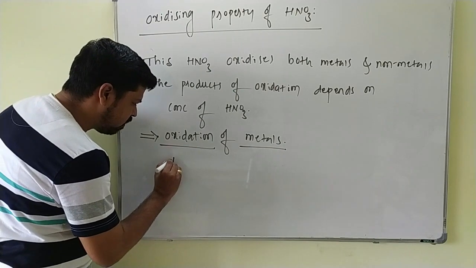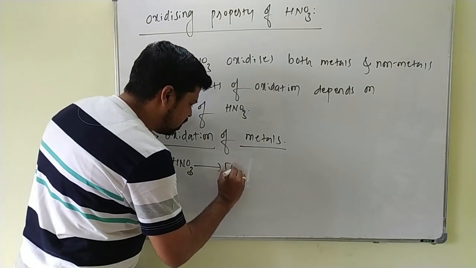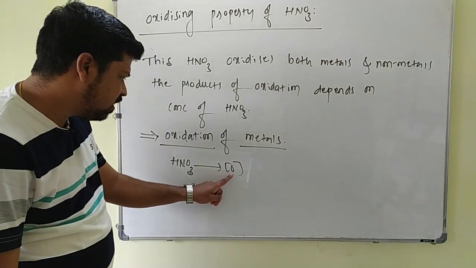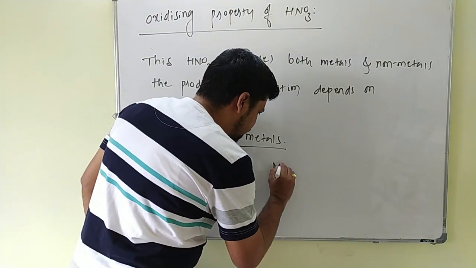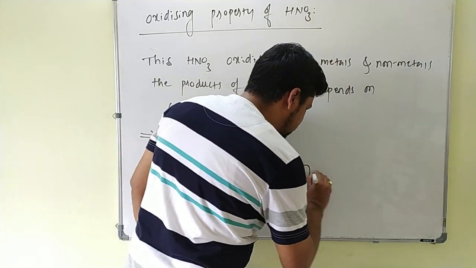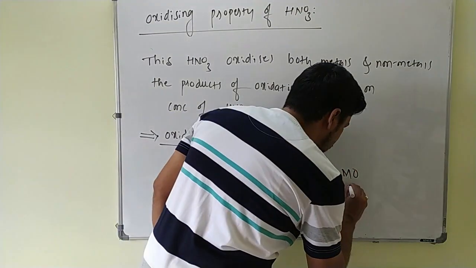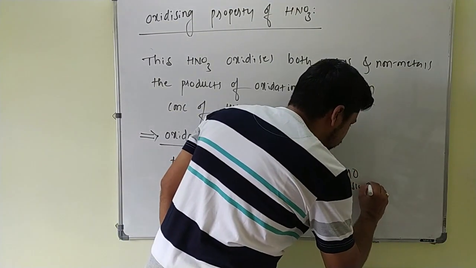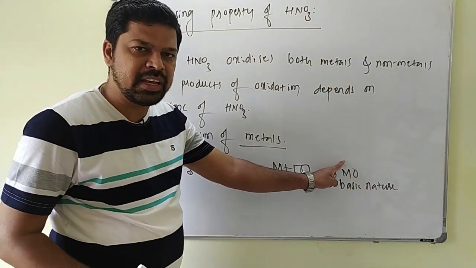Already we know that this HNO3 is an oxidizing agent, which gives a nascent oxygen. Then this nascent oxygen reacts with metal, and the metal combines with this nascent oxygen to form metal oxide. So these metal oxides, already they are basic in nature.